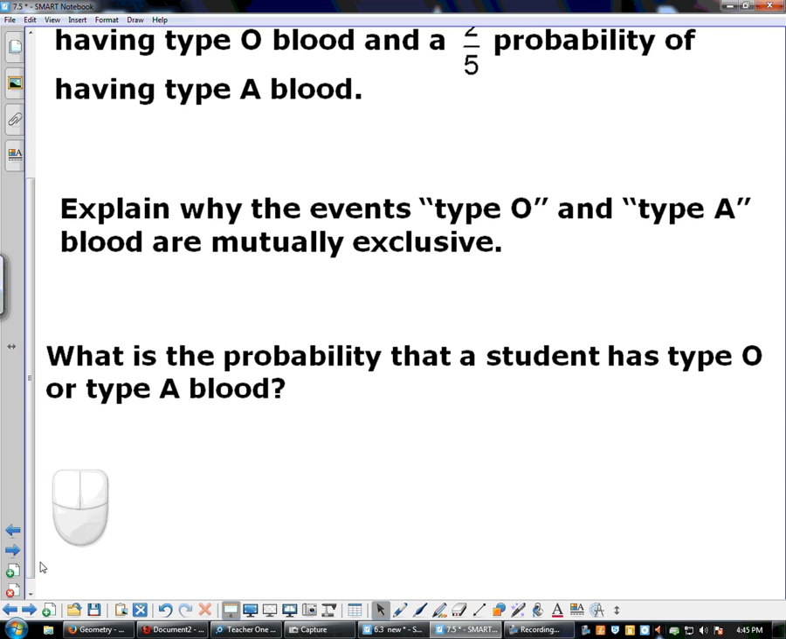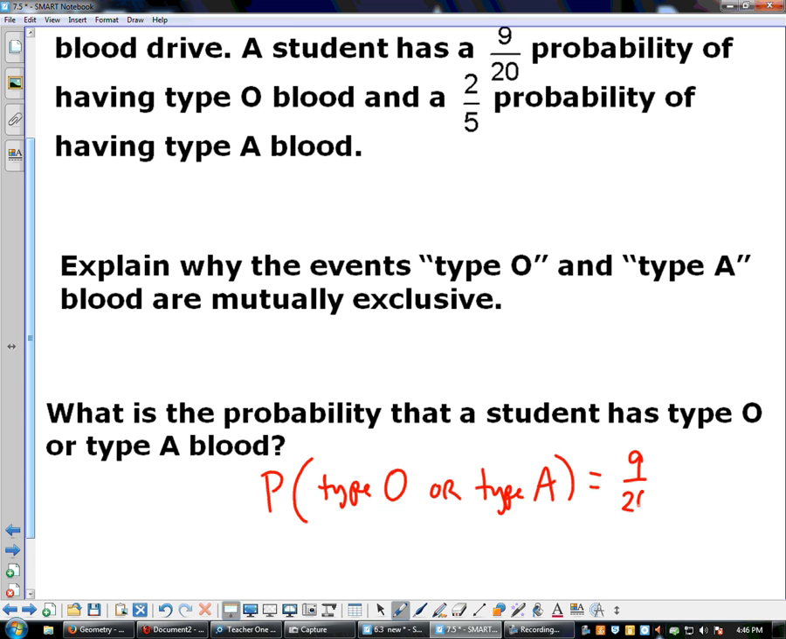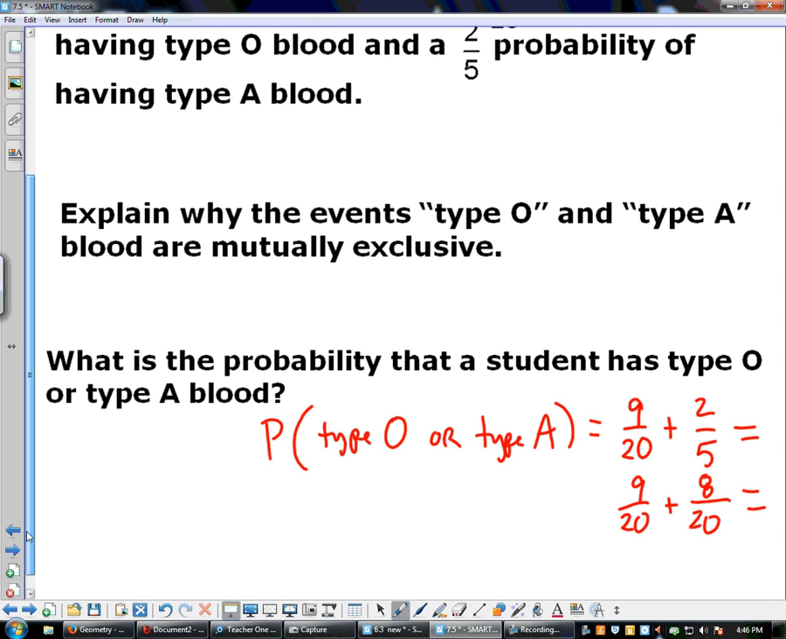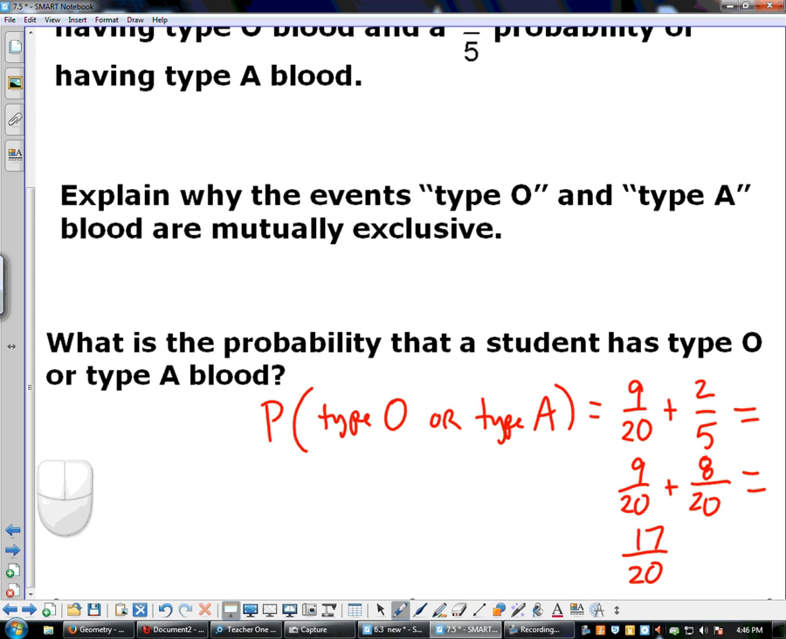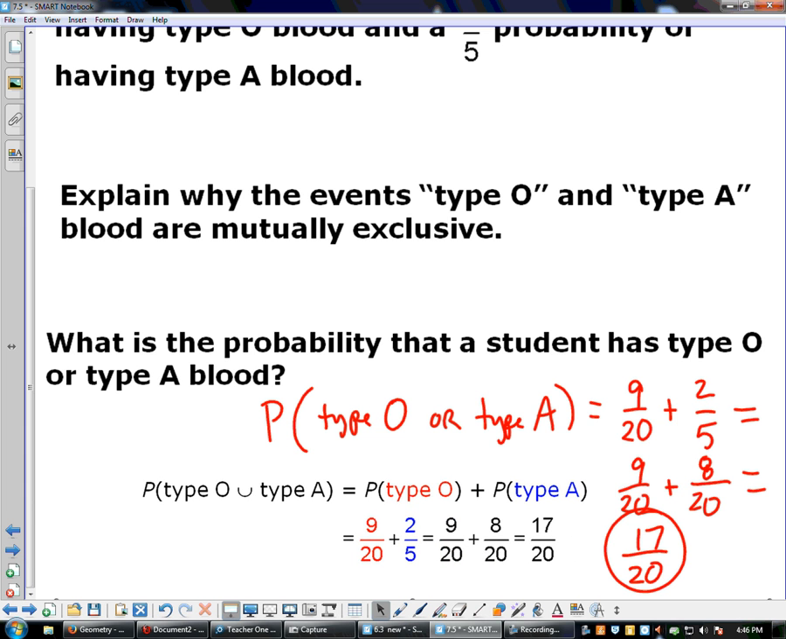Now, what is the probability that a student has type O or type A blood? These are mutually exclusive, so we're just going to add the two probabilities together. The probability that you have type O or type A is 9/20 plus 2/5, which is 9/20 plus 8/20, which gives us 17/20. So the probability that you have type O or type A blood is 17/20. And there's all the hard work that I could have just done.